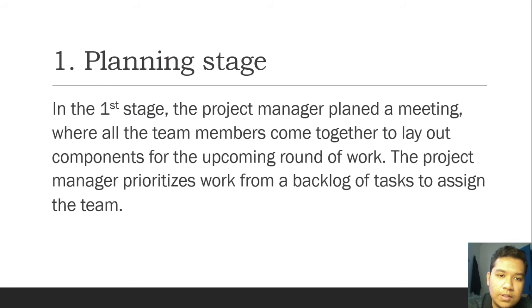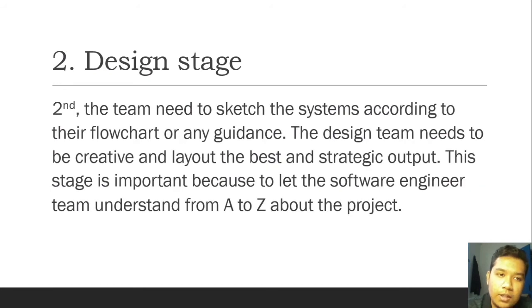In the planning stage, the first stage, the project manager plans a meeting where all the team members come together to lay out components for the upcoming round of work. The project manager prioritizes work from a backlog of tasks assigned to the team. In the design stage, the team needs to sketch the system according to their flowchart or any source of guidance. The design team needs to be creative and lay out the best and strategic output. This stage is important to let the software engineer team understand from A to Z about the project.